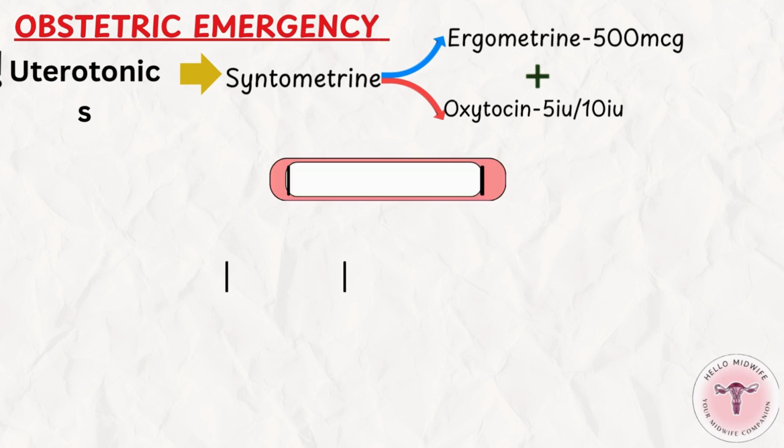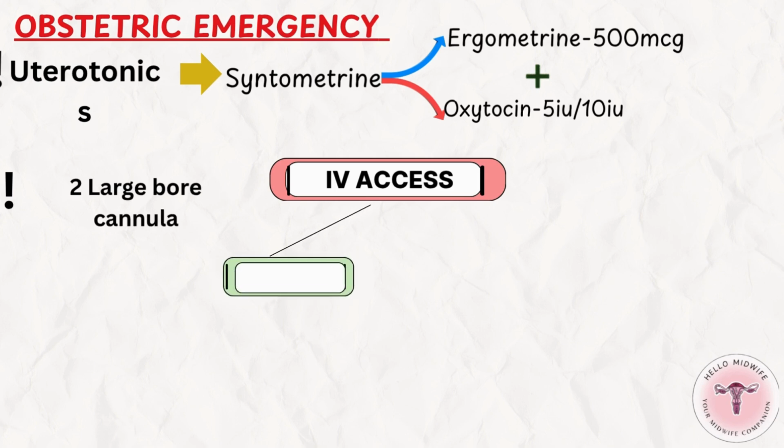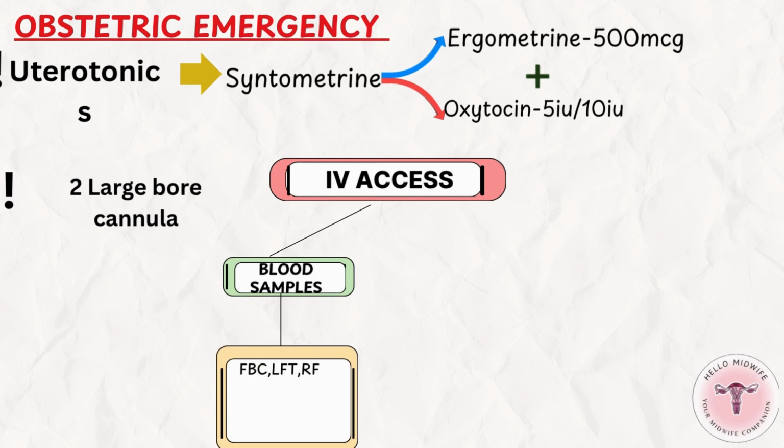Following this, we have to secure intravenous access by inserting 2 large bore cannulas, one in each arm, to collect blood samples for full blood count, liver function test, renal function test, clotting, grouping and cross-matching, and we see more than 4 units of blood.